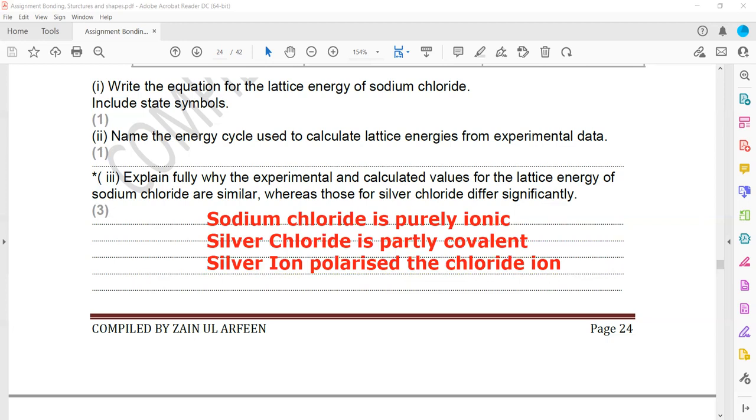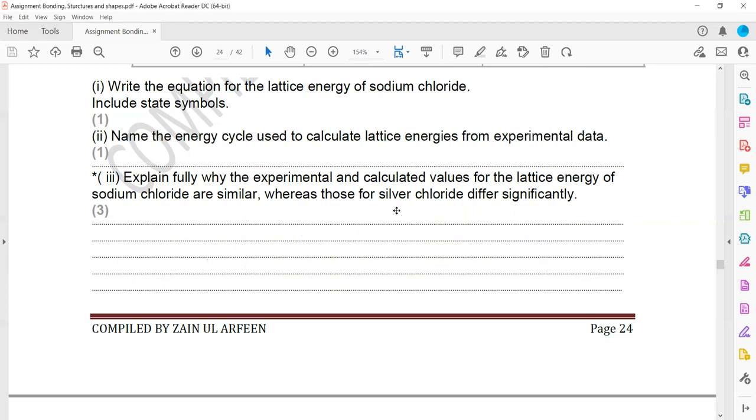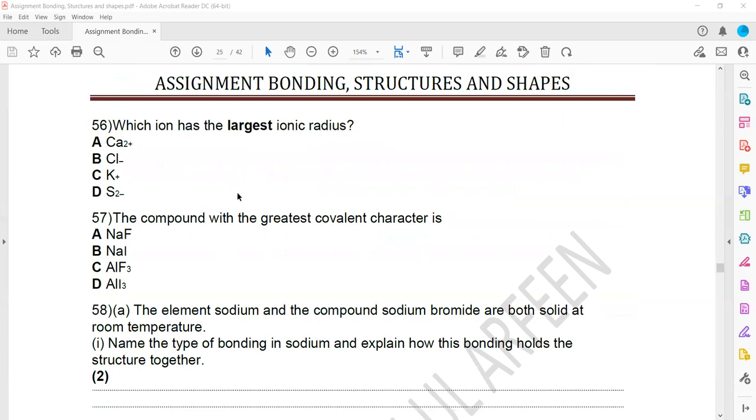Or you can also mention that in sodium chloride there's a large difference in electronegativity, but in silver chloride there's a small difference. That's why, because of a small difference, more covalent nature. Greater difference, more ionic nature. So it is 3 marks. These 3 points you have to use.